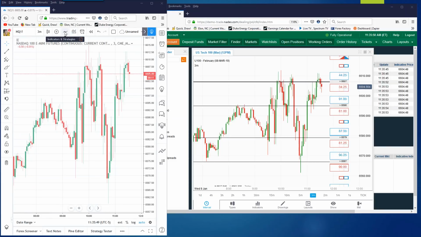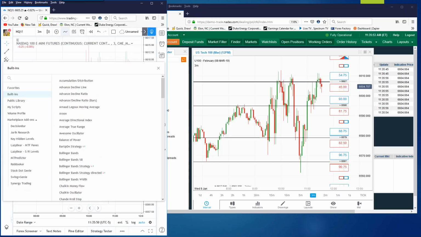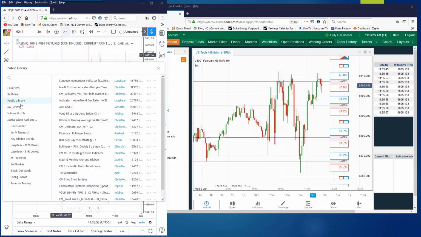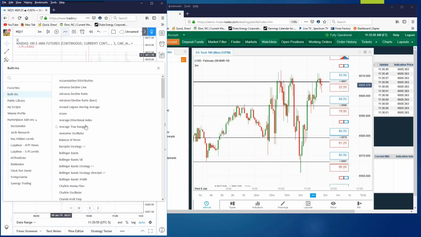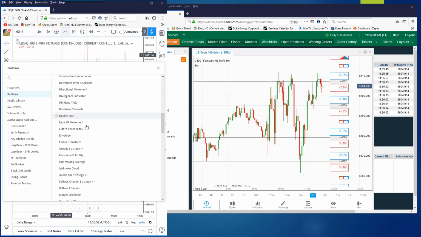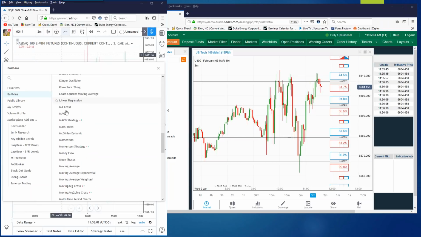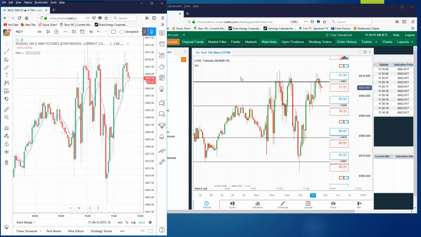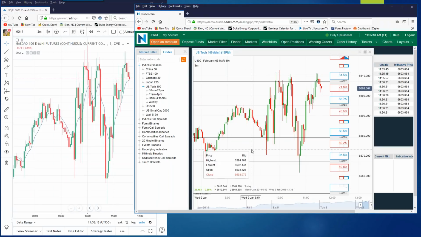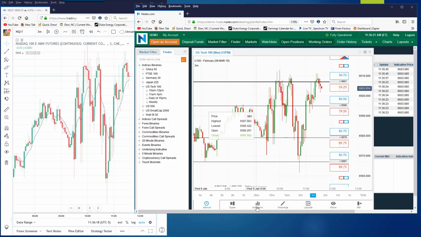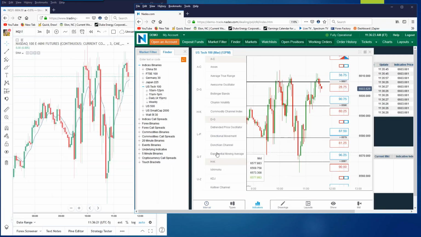Now, let's add a simple moving average on both charts. I'm going to add an exponential moving average over here. Over here it's called the moving average exponential, and over on the Nadex platform, I believe it's called the EMA, exponential moving average.